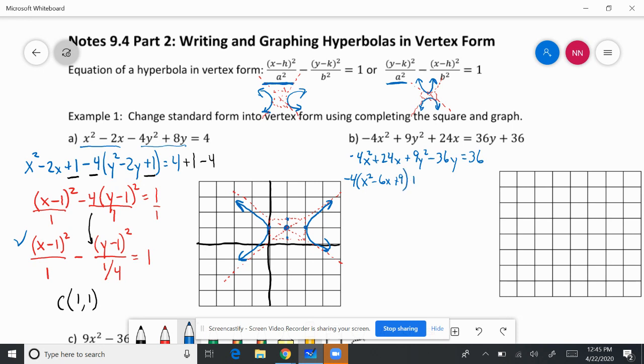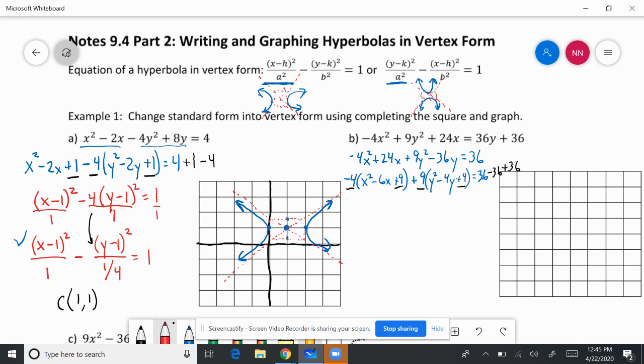Then I'm going to factor out a 9, and I get y squared minus 4y. I'm going to divide it by 2 and square it to get 4. And that's equal to the 36. Negative 4 times 9 is negative 36. And 9 times 4 is positive 36.